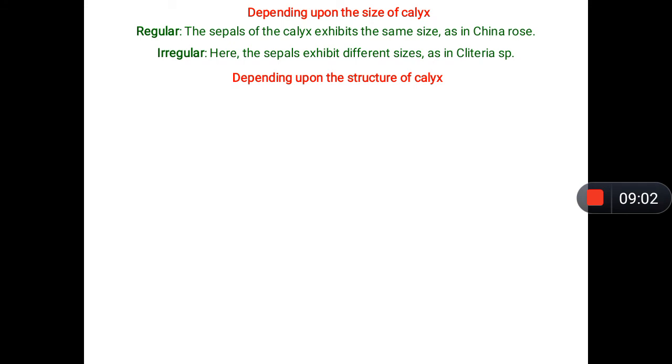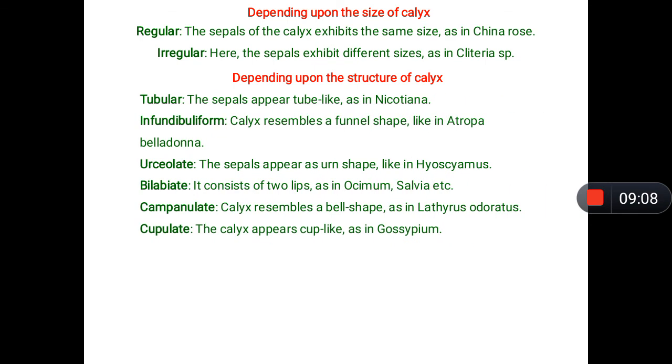Depending upon the structure of the calyx, they are divided into 6 types. The first one is tubular. The sepals appear tube-like in Nicotiana. That means they are fused to form a tube-like structure. Infundibuliform, calyx resembles a funnel shape, like in Atropa belladonna, or another example is Datura. That structure is called infundibuliform, where the structure of the calyx is funnel shape.